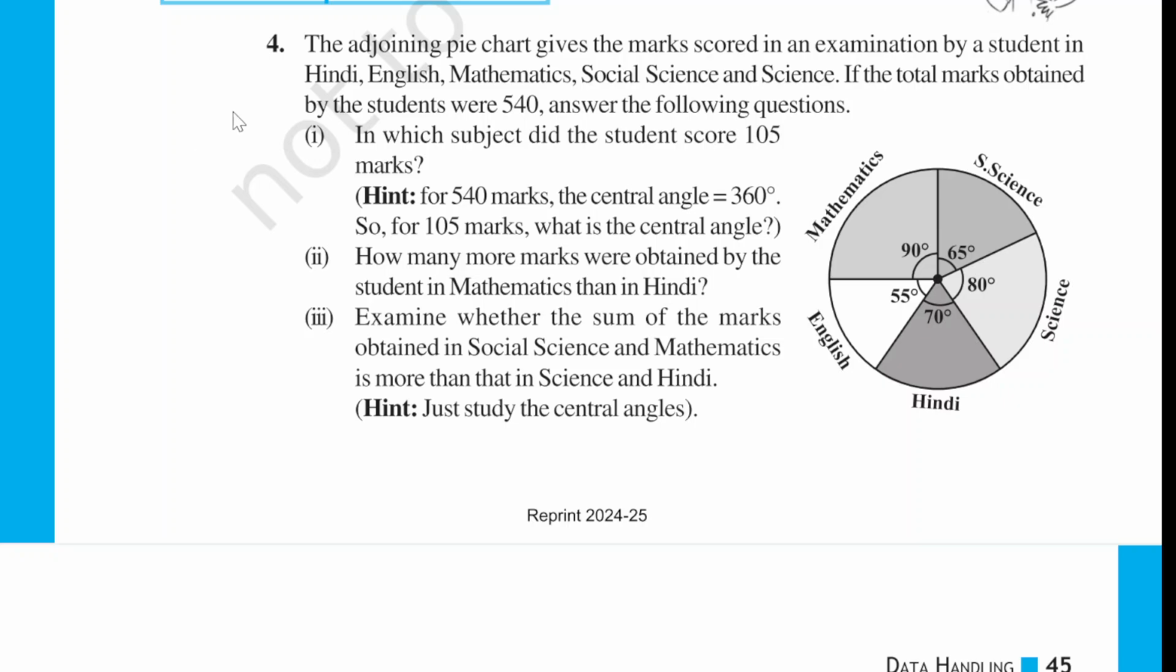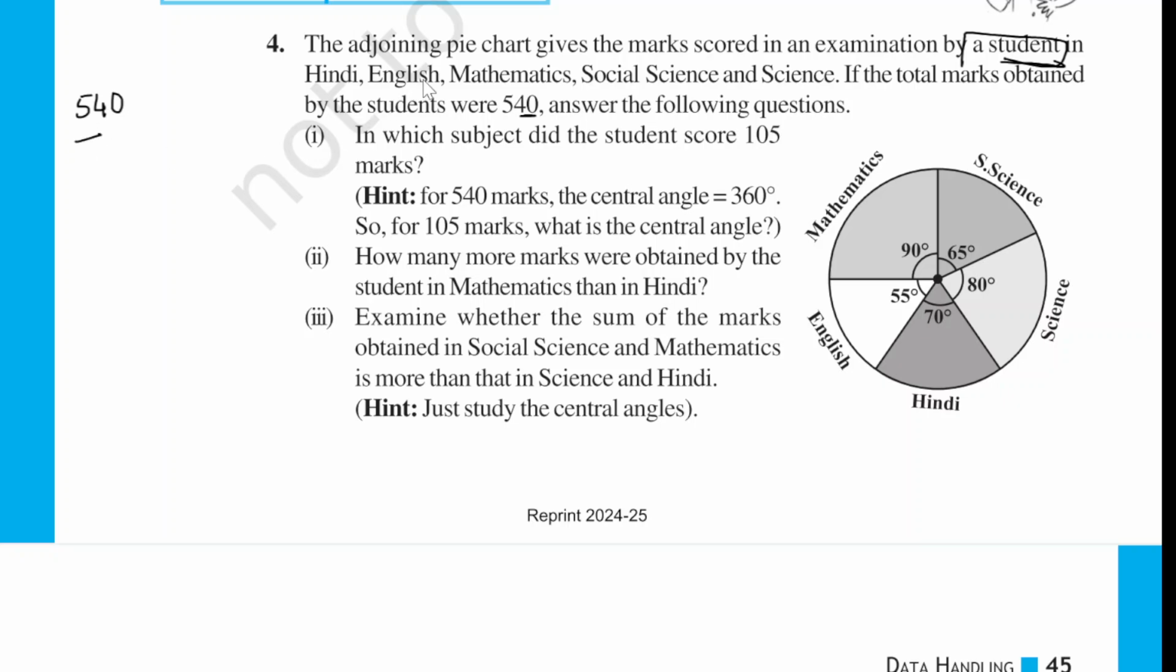So next question, question number 4. The adjoining pie chart gives the marks scored in an examination by a student in Hindi, English, mathematics, social science and science. If total marks obtained by the student is 540, answer the following questions. So the total marks that the student obtained is 540.